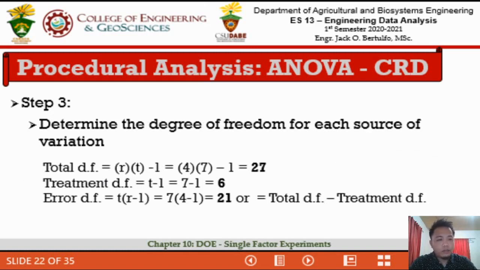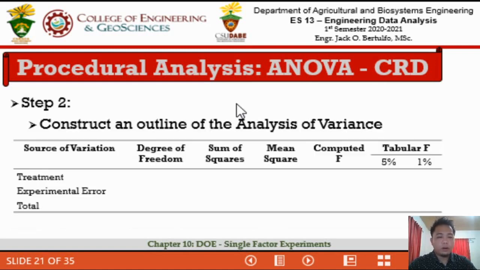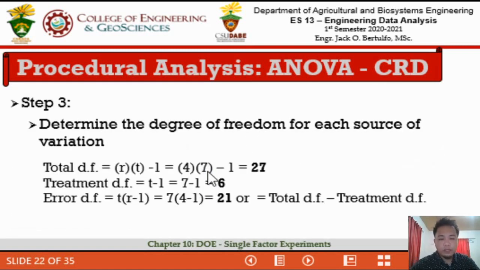So determine the degree of freedom for each source of variation. So to calculate, natin mga formula, established formula. To calculate the total degree of freedom, you have this formula that RT minus 1. R is the replication, T is the number of treatment. So just calculate that. R, sa base atong example, there are 4 replication. If we will look back, there are 1, 2, 3, and 4. Then we have 7 treatment, 6 fertilizer, and 1 control. So you have a degree of freedom of 27.